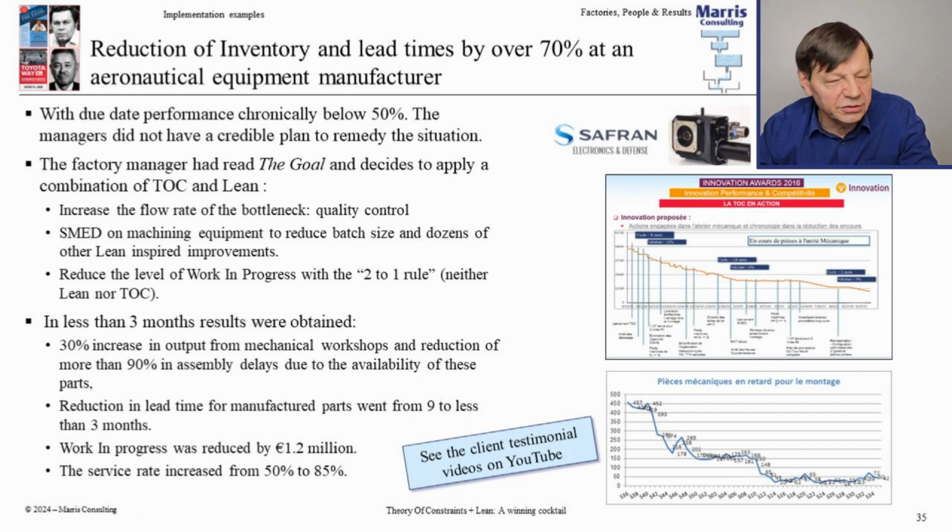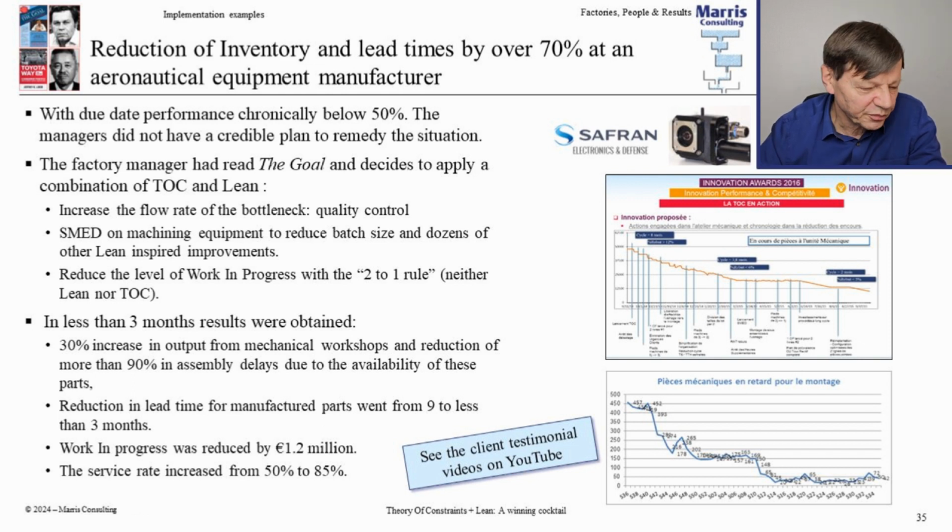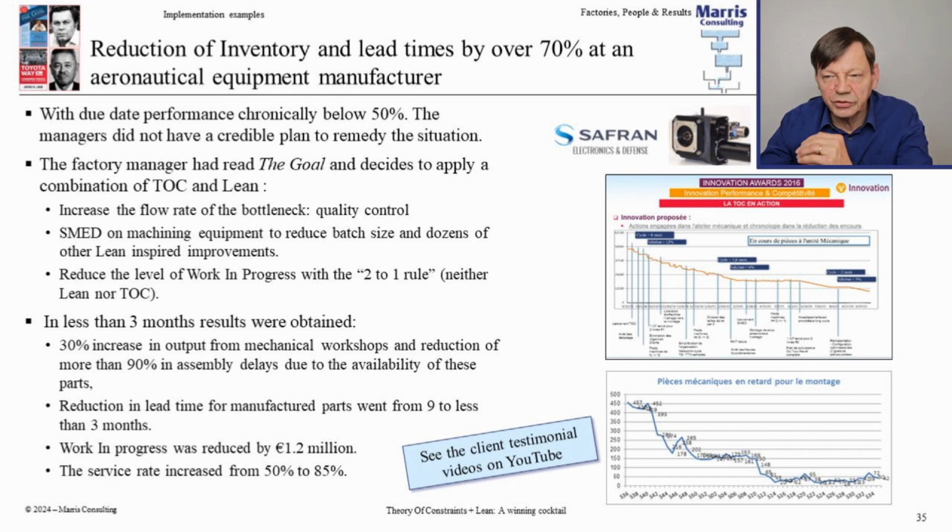An aeronautical manufacturer of flight control systems. And you can have a look at the many videos on this particular example in the Safran group. We increased the rate of the bottleneck, which was quality control. By the way, watch out, quality control is often the bottleneck in modern factories. We did a lot of lean stuff, single minute exchange of die and all these sorts of things. We also implemented the 2-for-1 rule, which is neither lean nor theory of constraints.